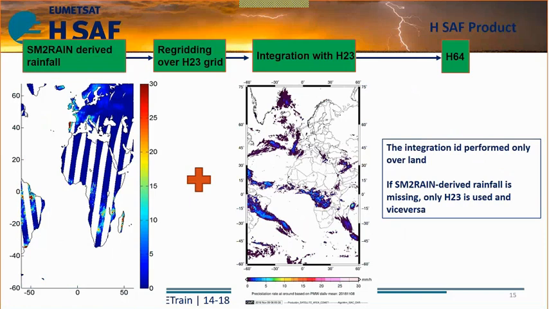Once the soil moisture-derived rainfall is estimated, we regrid everything over the H23 grid, that is a quarter-degree grid, and we integrate it with the passive microwave rainfall estimates. Of course, the integration is performed only over land, because we can't estimate rainfall by using soil moisture over ocean. And if one of the two parent products is missing, we use only the other one.